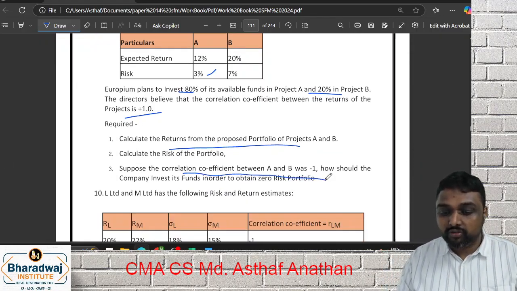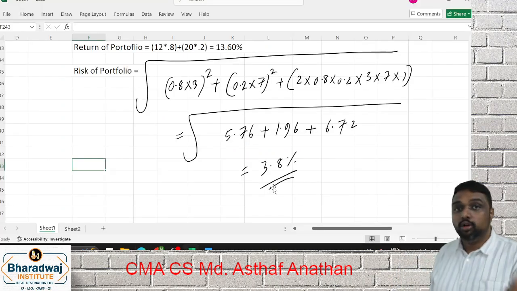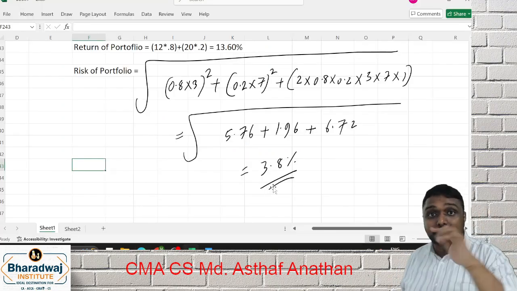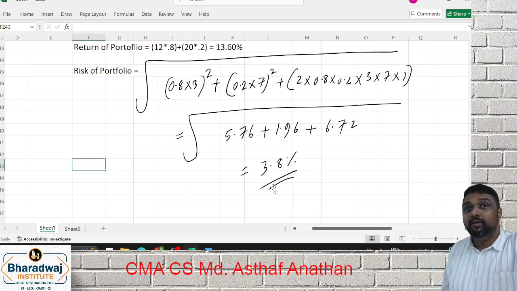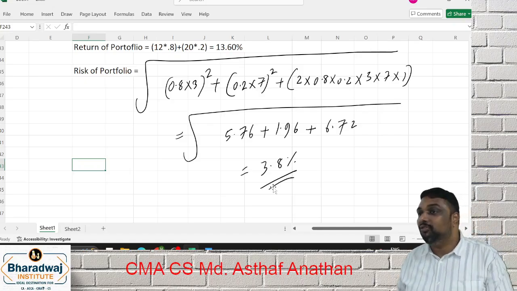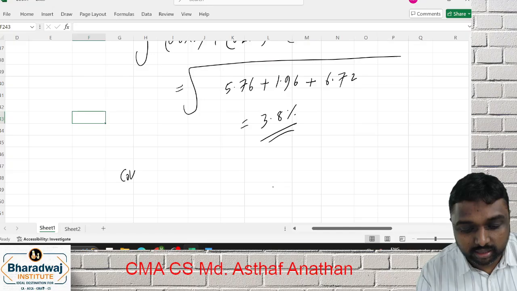Suppose the correlation coefficient is -1. What is the correlation to obtain? 0. Just now only we did it. But the problem is what? In the previous question, to minimize the risk, we found covariance with the first formula, with the probability. Here we have to do the second formula. You can't go for the first formula. What is the second formula? You have to go for covariance.